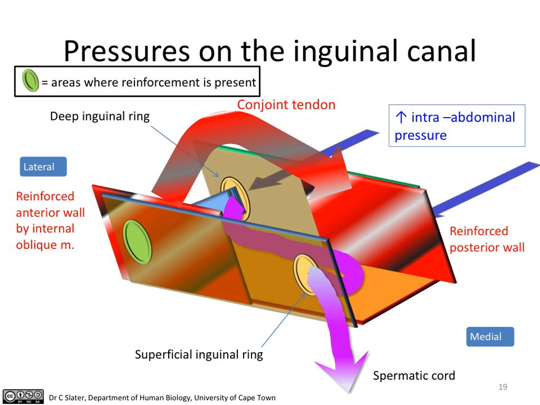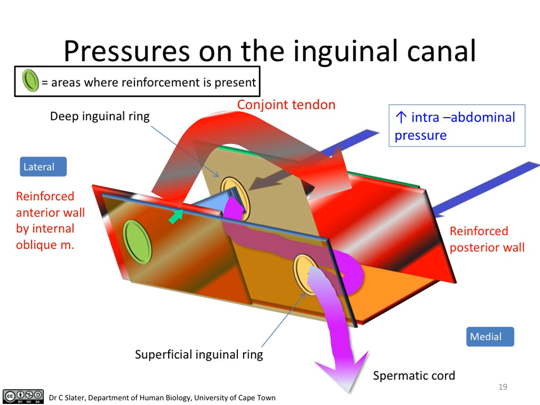Thus, where there is a weakness in the anterior wall medially over here, structures are prevented from herniating through by a reinforcement of the posterior wall by the conjoint tendon. So let's go over that again. The posterior wall is weak throughout its length, but particularly weak over the site of the deep inguinal ring that allows the spermatic cord to come through.